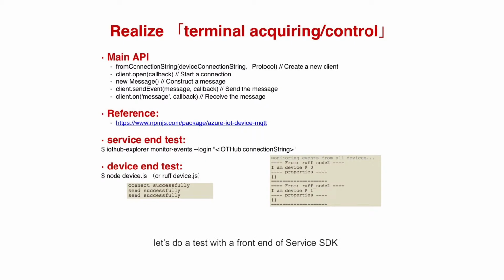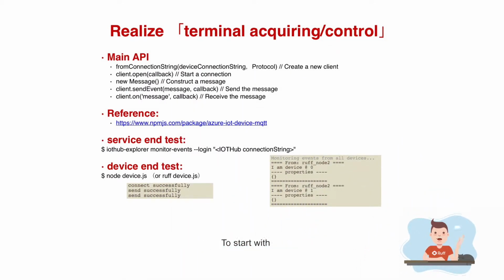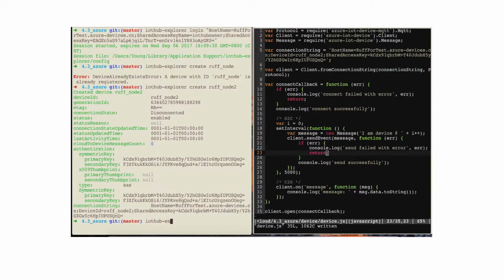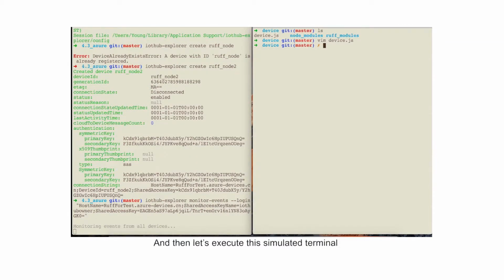Next, let's do a test with the front end of Service SDK. I'll still adopt the IoT Hub Explorer to serve as the front end. To start with, we need to monitor the message sent from the terminal. We use the subcommand monitor events. Here, let me give you a demo. This parameter is the connection string of the IoT Hub we added. Okay, it's now monitoring.